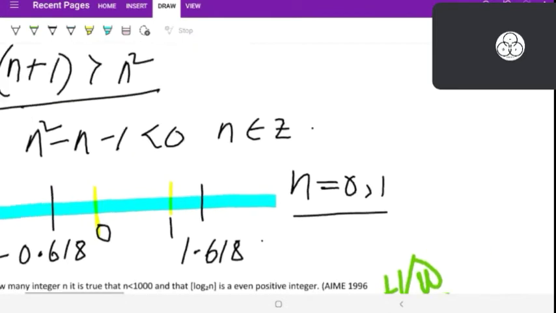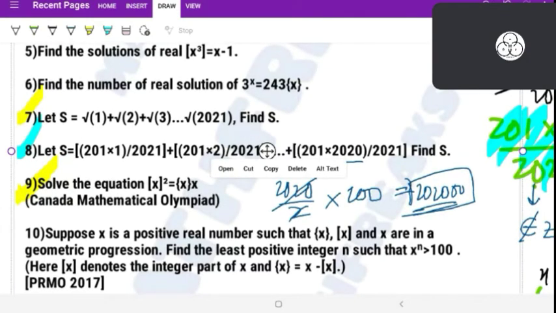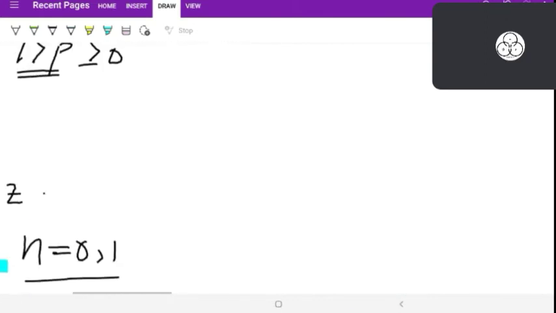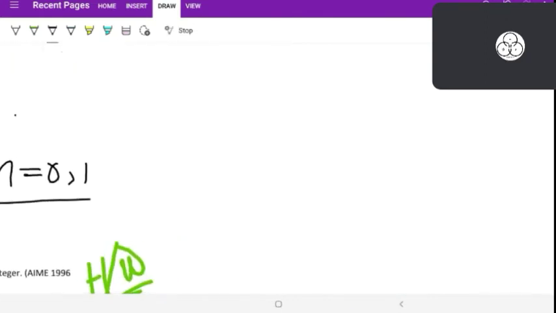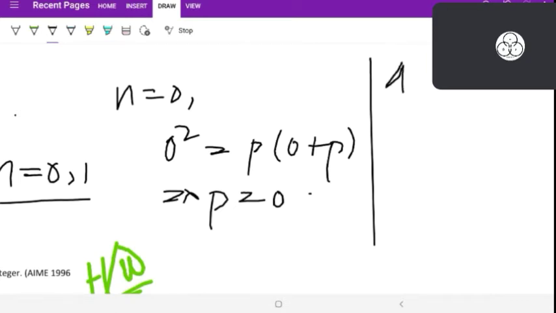Now we need to find the value of x for the equation. So let's find out x. We got n equals 0, 1. If n equals 0, then 0 squared equals p times 0 plus p, which implies that p equals 0. So this implies that x equals n plus p, which is equal to 0.